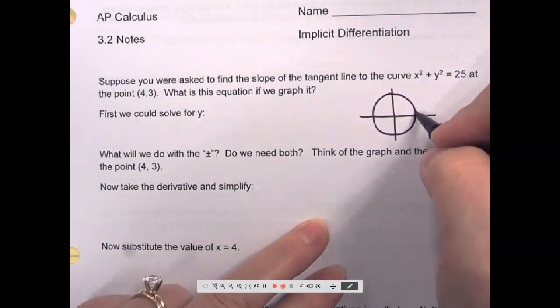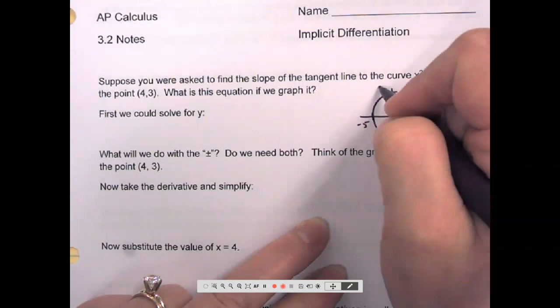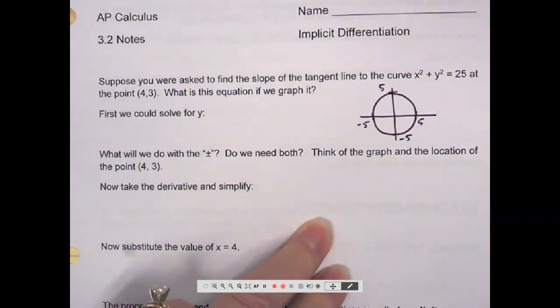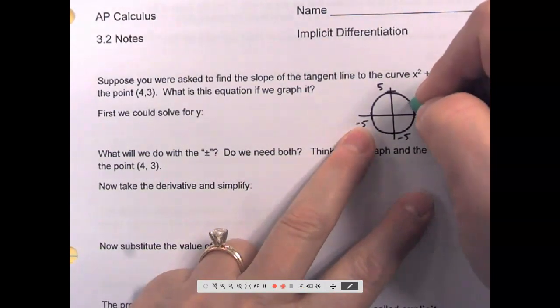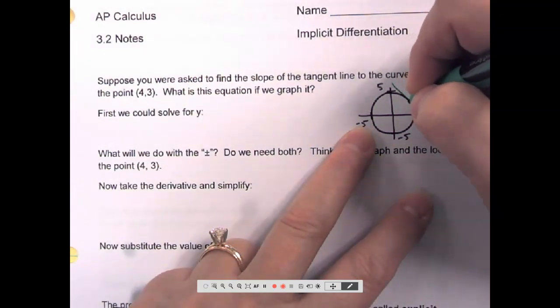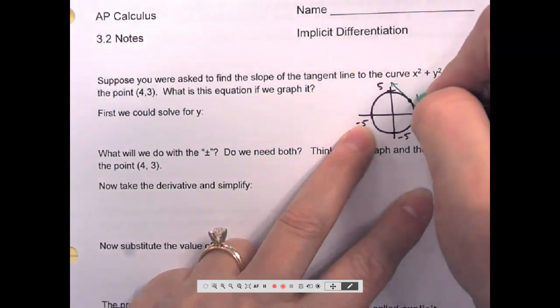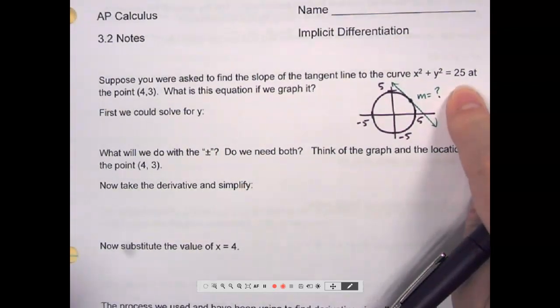Radius is 5, so here's 5, negative 5, negative 5, 5. I have the ordered pair (4, 3). We'll just say it's somewhere like that, and we want to find the slope of that tangent line. Slope equals what? Well, I should expect what kind of number here? A negative slope. Okay, so let's take this equation and solve it for y.